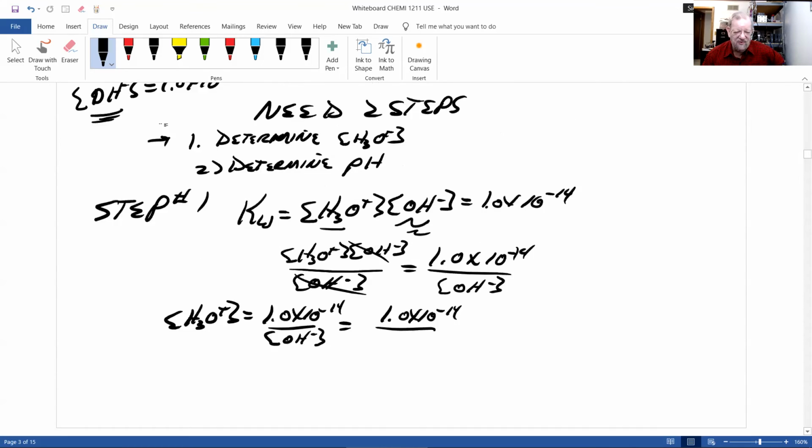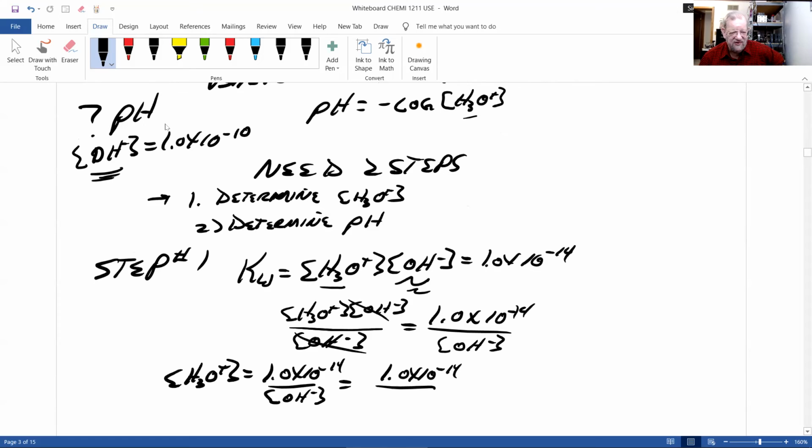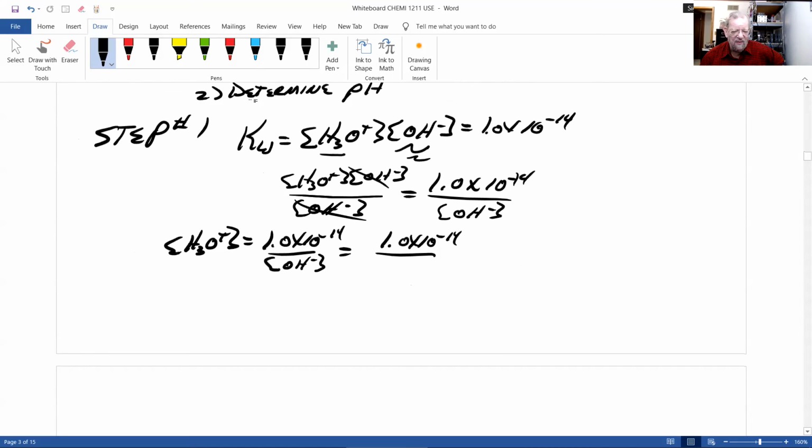I know what the hydroxide OH- concentration is because we took the time to write it down there. 1.0 times 10 to the minus 10th. I got ahead of myself again. And do the math, and this is my answer for this equation.